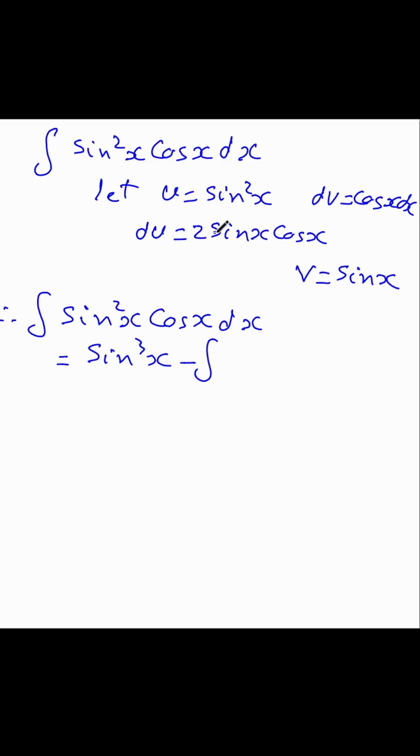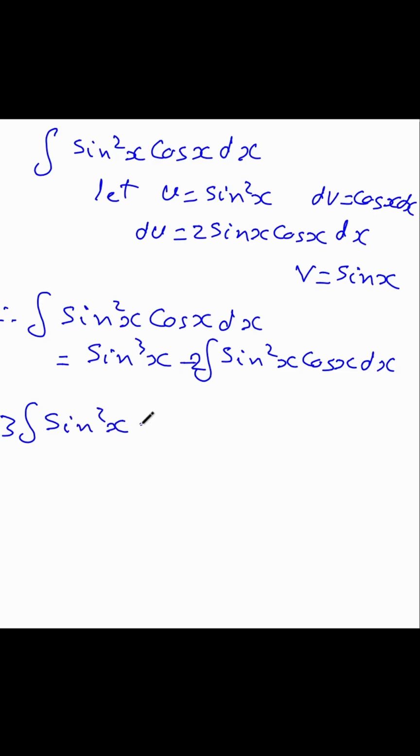Sine x times 2 sine x. Again, you can take this 2 outside, so it will be sine squared x cosine x dx. So here we have another sine squared x cosine x, product of these two functions. This one is the same as this. So if we shift this integral to the left hand side, now we will have the integral of sine squared x cosine x dx.